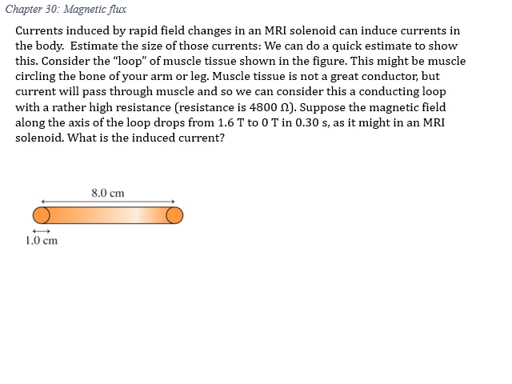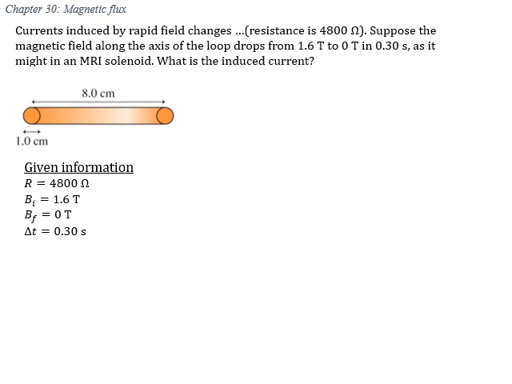So the first thing we can do is let's make a list of all the things we know in this problem. So the resistance of your muscle loop is about 4,800 ohms. It's not a superconductor. The resistance is pretty high, but it does still conduct. We're going to assume a typical change in magnetic field, that it goes from about 1.6 teslas to 0 teslas, and that doesn't take very long, about 0.3 seconds. Then we'll ask, what is the induced current as a result of this changing magnetic field?